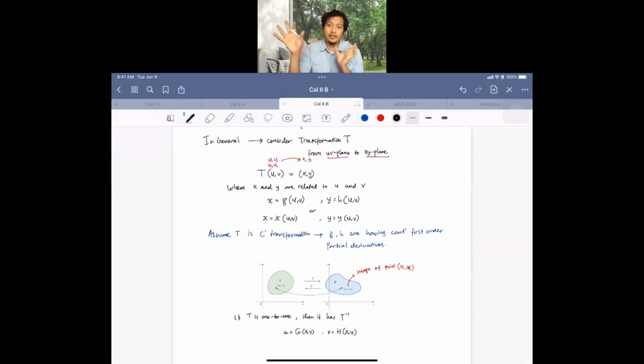And how we are connecting these two planes is from some relation, which means x is a function of two variables u and v, and then if it is a one-to-one transformation, we could have the inverse of T, which is we can write u as a function of two variables x and y. Okay.